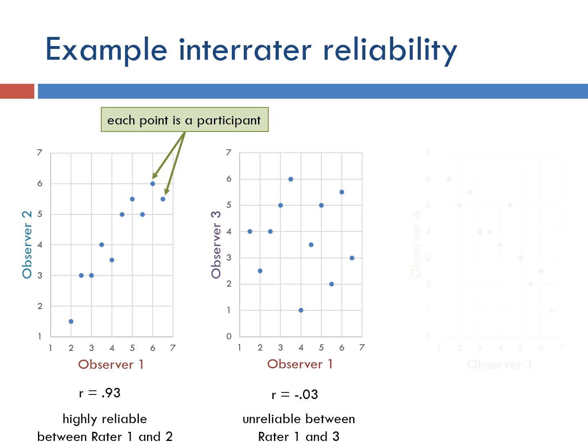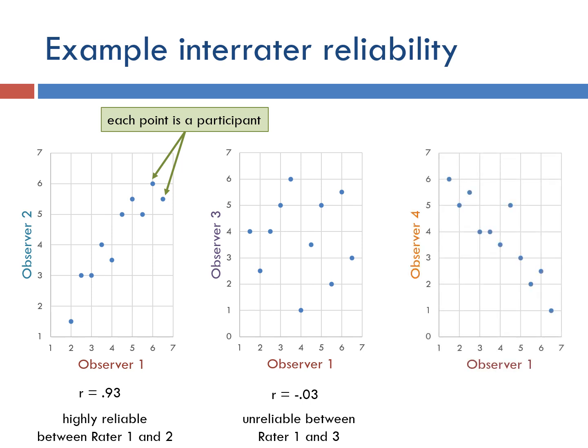But let's have a different measure, and this time we have observer 1 and observer 4. And here we see kind of the opposite of the first situation, where as observer 1 says that person looks really happy, observer 4 is actually saying that person looks very unhappy. So observer 1's 6.5 is actually associated with observer 4 ranking them as a 1. And observer 1's 0.5 is the same as observer 4's 6 up in the top left corner there.